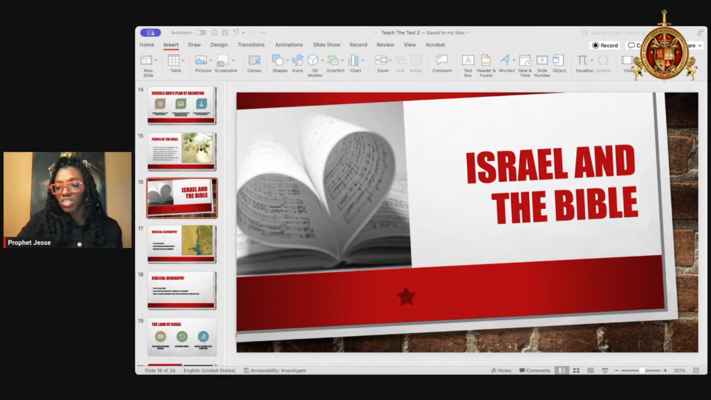So looking at biblical geography, it's so important, as I said, because it shows us the history of the Bible, the history of the land, the history of events. It just tells us so much as it pertains to the Bible.